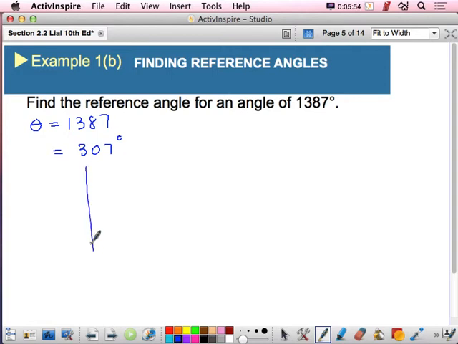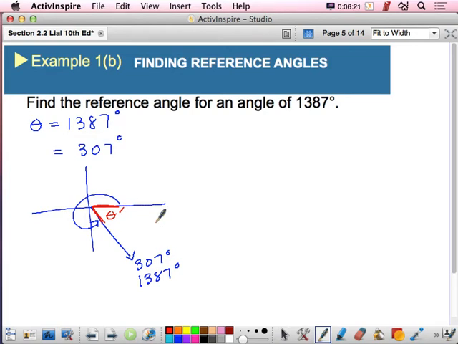So like if I say, all right, that is 180, 270, 307 is somewhere over here. So all the way around to there is 307. And that's the same as 1,387. I want to know how much is trapped right here. That is going to be my reference angle.